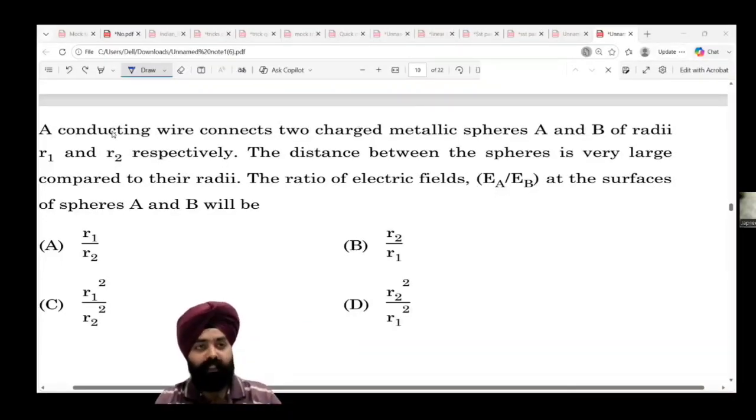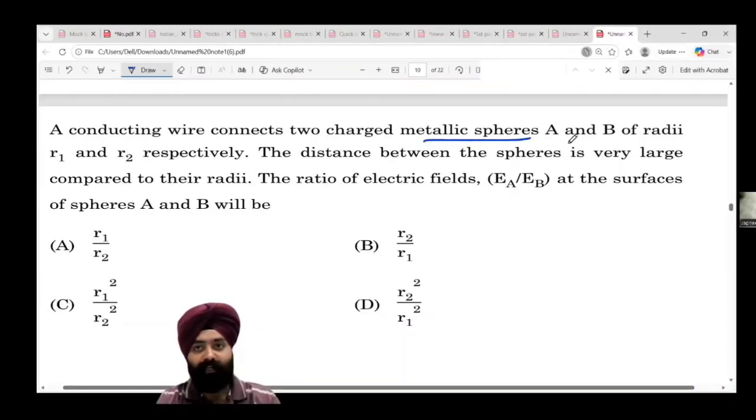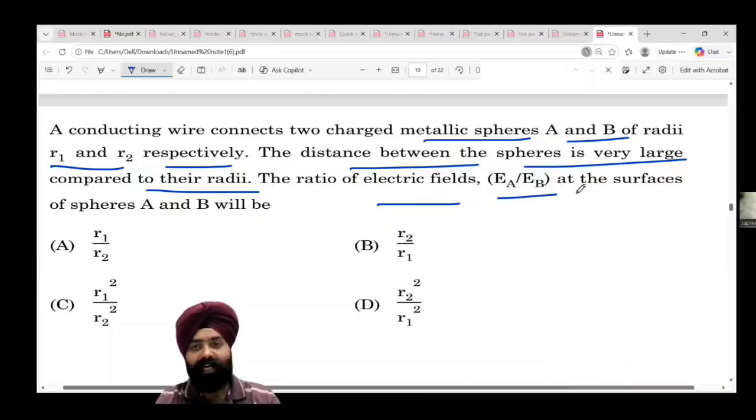So the next question is: a conducting wire connects two charged metallic spheres A and B of radii R1 and R2 respectively, right? The distance between the spheres is very large compared to the radii. The ratio of the electric fields EA and EB at the surfaces of A and B will be. Okay, now we will find the electric field ratio.